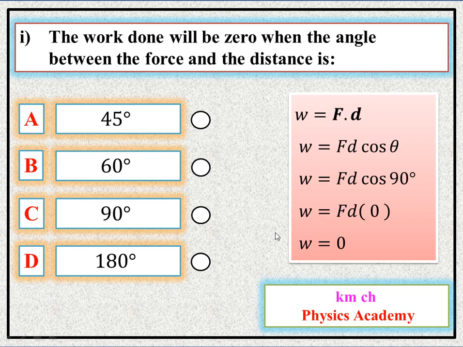So our option C, that the angle between force and distance must be equal to 90 if work done is equal to 0, is correct. So we will fill the circle in front of option C with black ink.